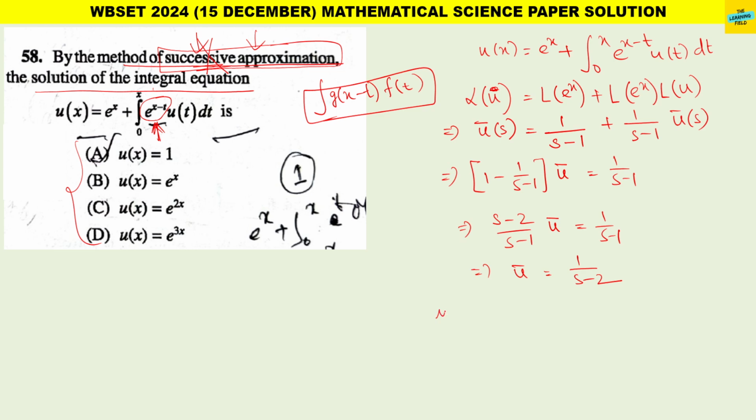Now taking inverse Laplace of u bar s, this implies u of x is equal to e to the power 2x. So this is the right one, and I made a mistake in this question. I just calculated without this plus, I calculated minus, and I got the other answer. This type of mistake is not actually acceptable, fine. So e to the power 2x is the answer, okay.